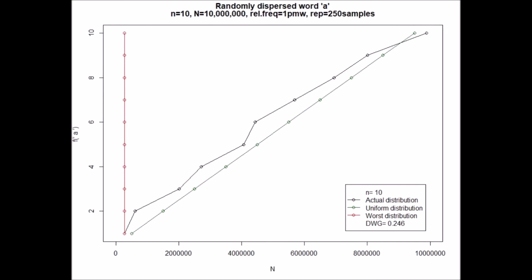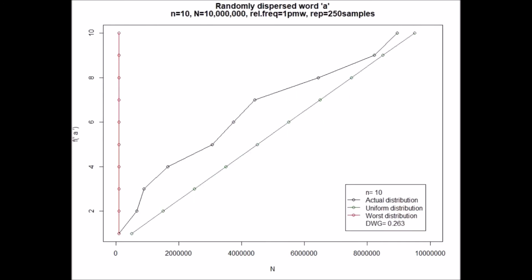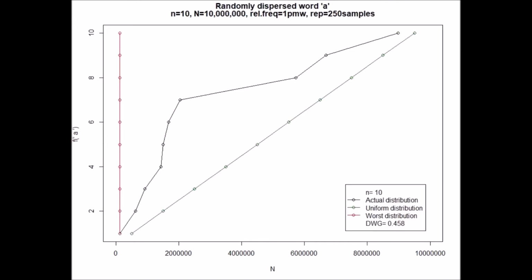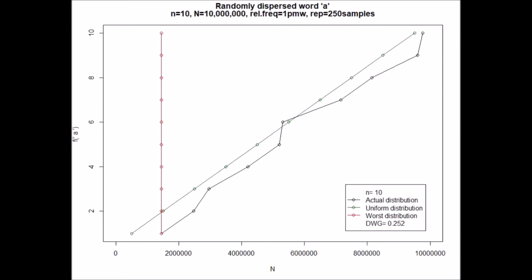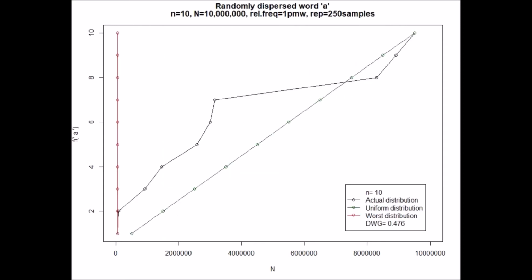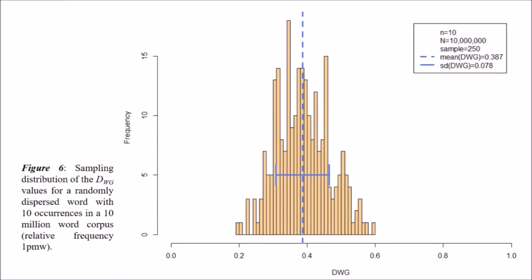For example, here you can see the experiment running for a random distribution of a word with 10 occurrences in a corpus with 10 million words. This gives a relative frequency of 1 per million words, and in total I collected 250 samples for every setting. Here's the result for a randomly dispersed word with 10 occurrences in a 10 million word corpus. The DWG values turn out to be normally distributed, as shown by a number of tests for normality. I take this to be a desirable feature of word growth dispersion. The average DWG value of a randomly dispersed word is about 0.37. This can serve as a convenient benchmark for a well-dispersed word.